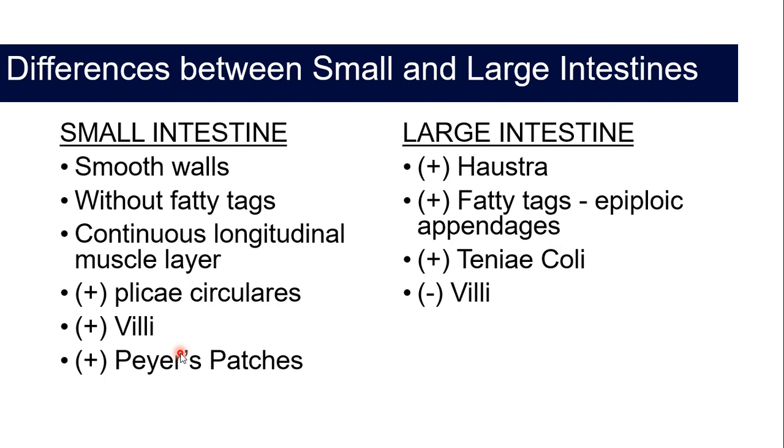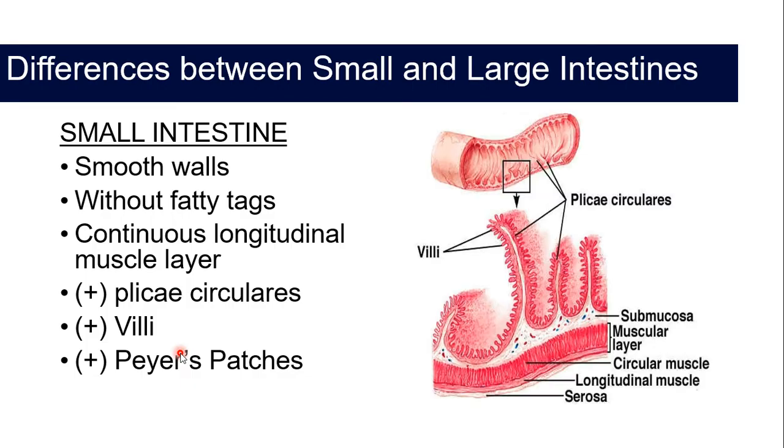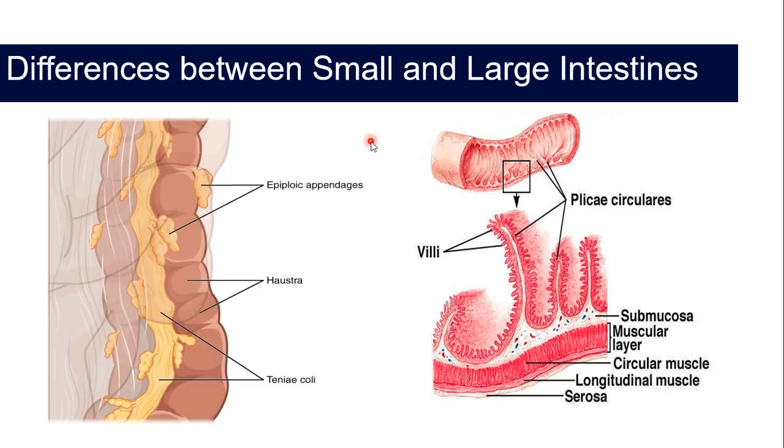And there are aggregations of lymphoid tissue in your small intestine, which are called Peyer's patches, which are also absent in the large intestine. So again, these are your villi and your plicae circulares that are found in your small intestine. And these are the epiploic appendages, the haustra, and the teniae coli, which are found in your large intestine.